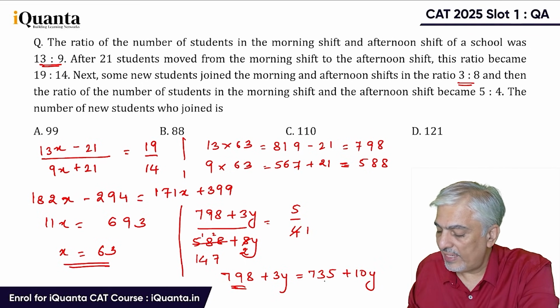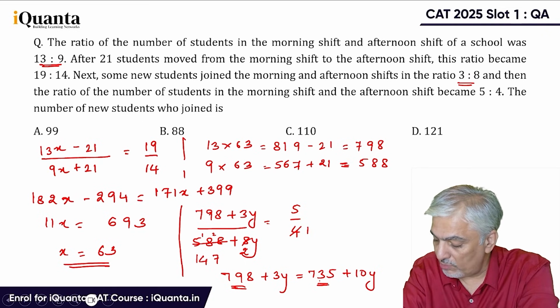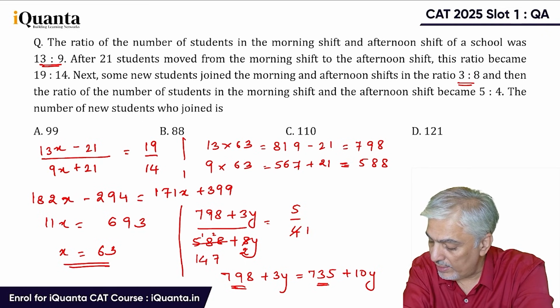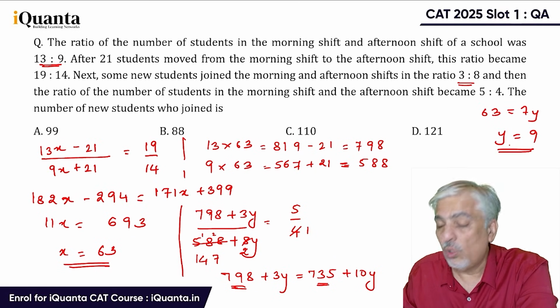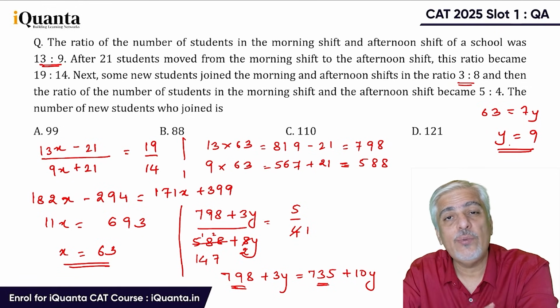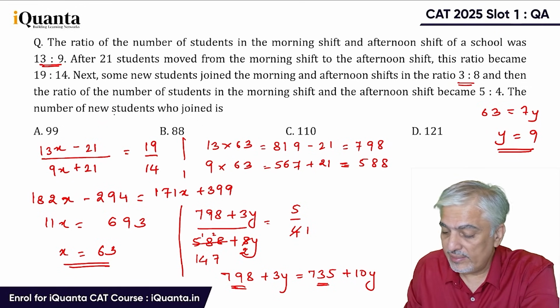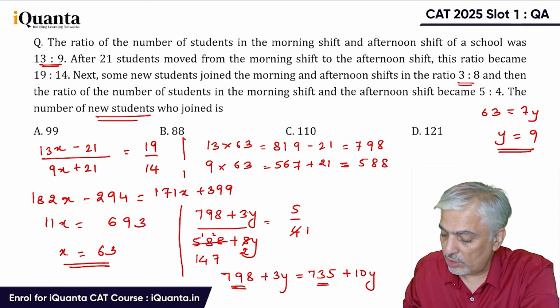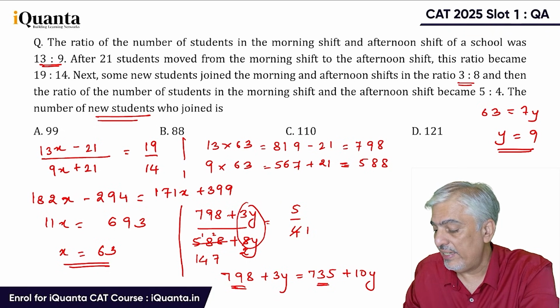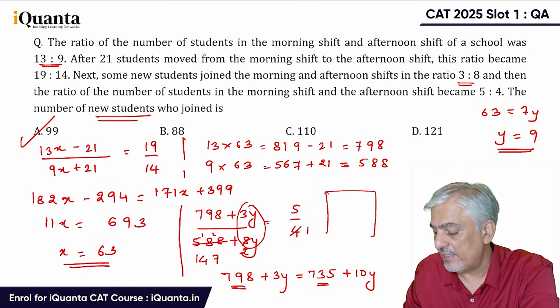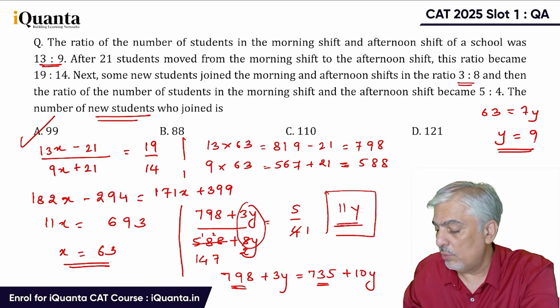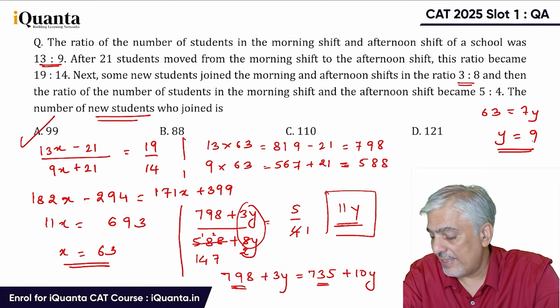So we've got 798 minus 735. That will be 63. 63 is equal to 7y. Y is equal to 9. What have they asked for? Always read very carefully what they've asked for before marking the answer. The number of new students who joined. So the number of new students who had joined was 3y plus 8y, which is 11y. And 11y will become 99, which is the first option. So your final answer is 11y, which was asked. Y was 9, so 11y will be 99.